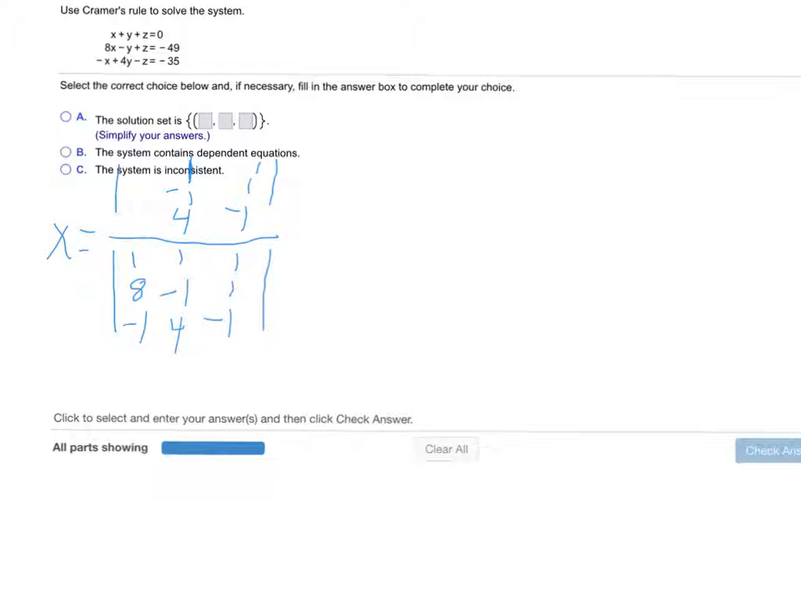Well, I'm solving for x. So this first column here, I'll call it the x column. The other two columns, they just match what's in the denominator. If you look, same two columns in the denominator and numerator, but I'm solving for x. So in the first column, what you place is these constants that are on the right side. So the 0, negative 49, and negative 35. So I'll put the 0 here, negative 49, it's a little hard to write this small, and a negative 35.